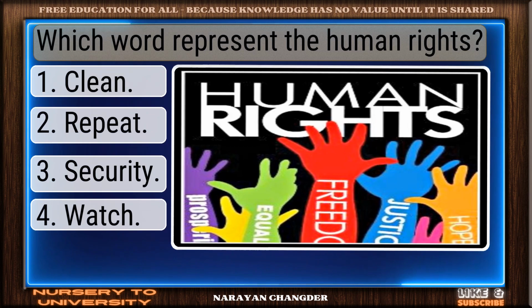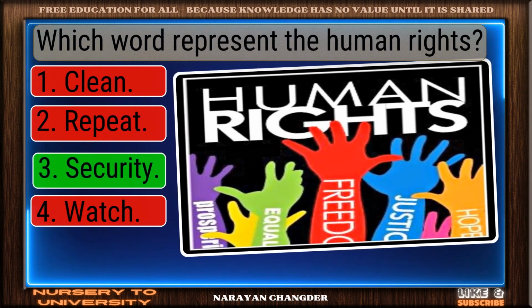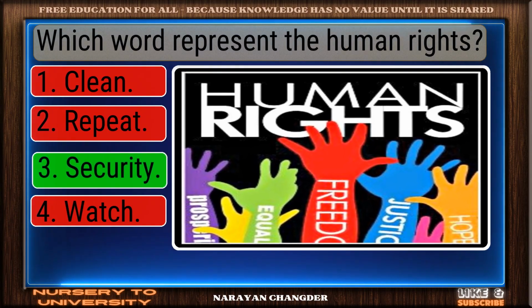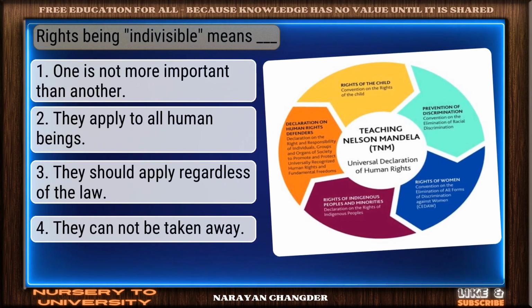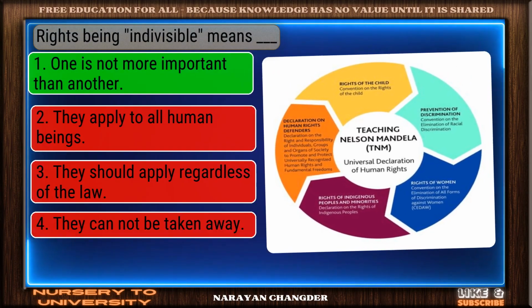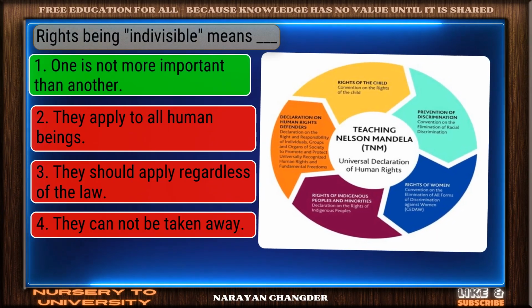Which word represent the human rights? You're right. Security is the correct answer. Rights being indivisible means dash. Perfect. One is not more important than another is the correct choice.